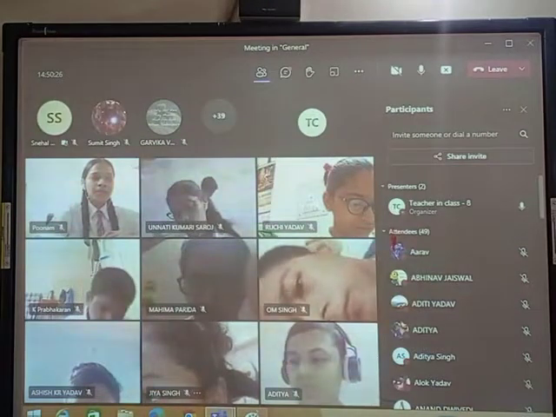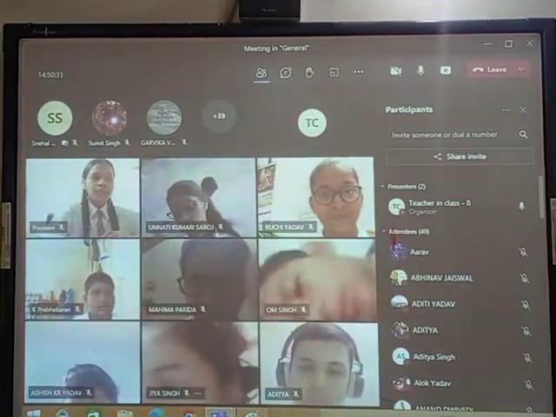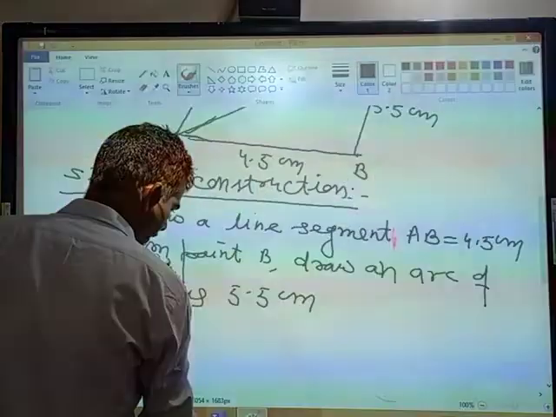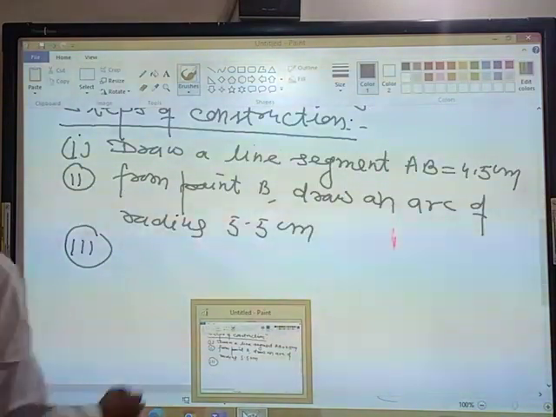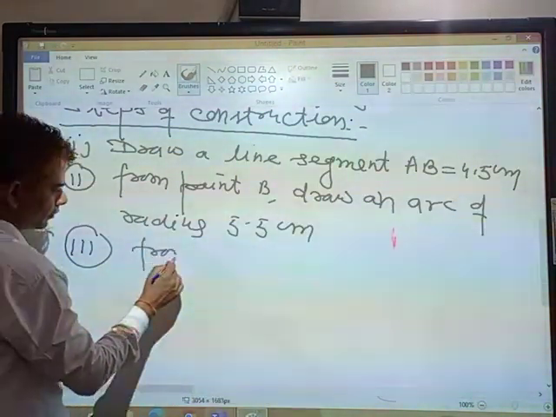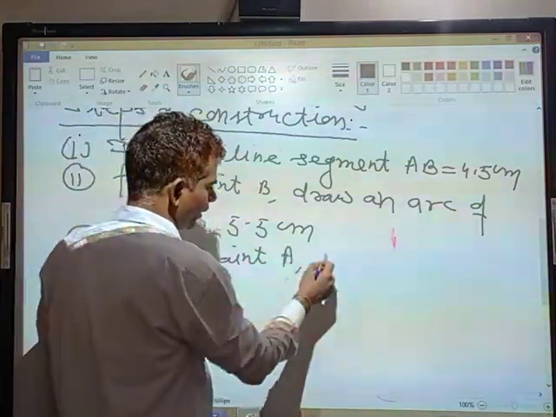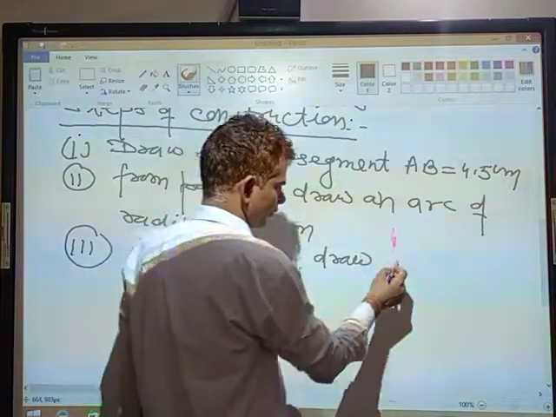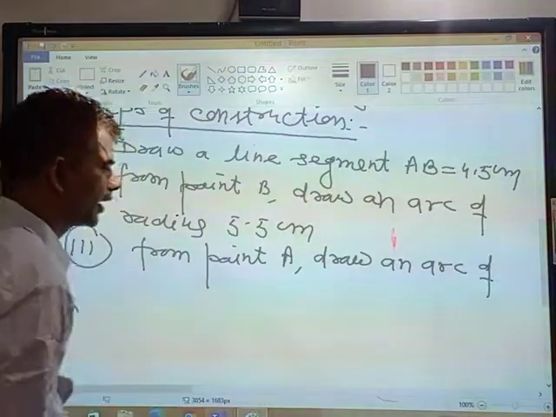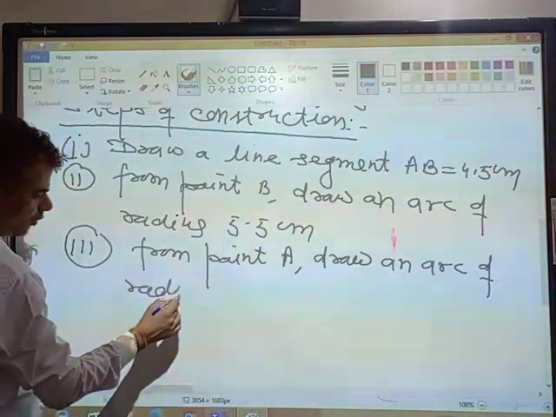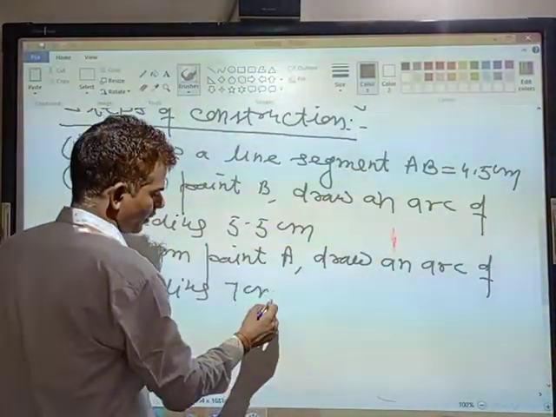From point A, we have to draw an arc of radius 7 centimeter. From which point? From point A. Draw an arc of radius, how much radius? 7 centimeter. Which intersects?